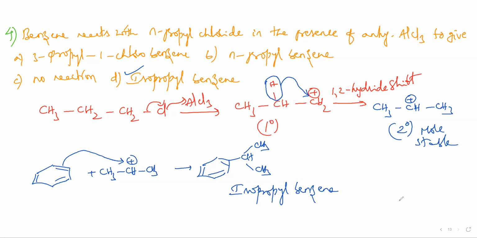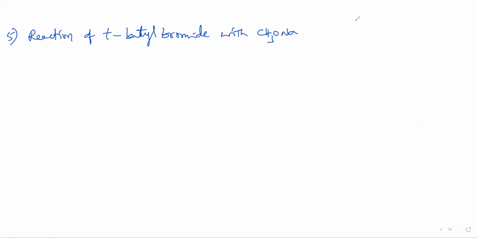Done. Next question. Reaction of tertiary butyl bromide with sodium methoxide produces what? What will it produce?